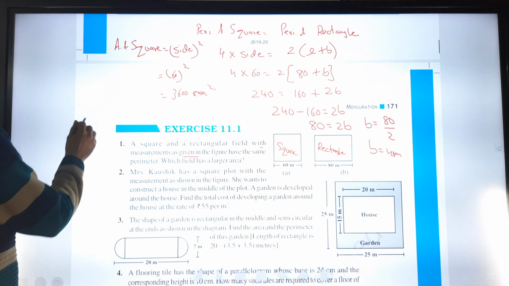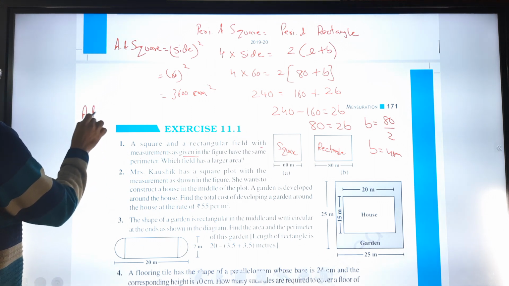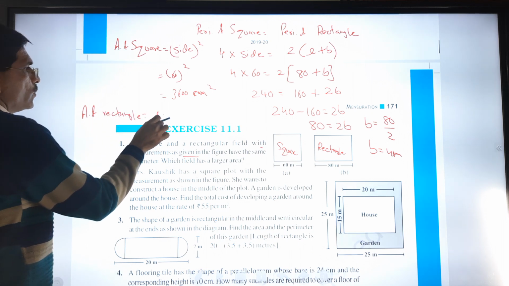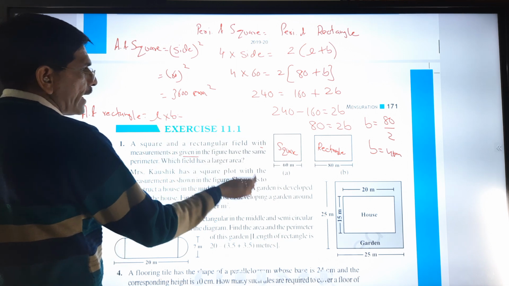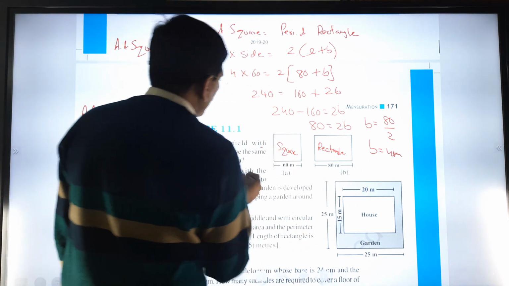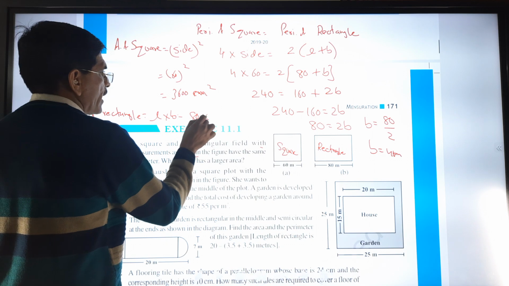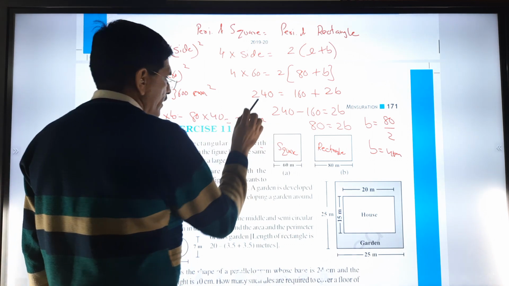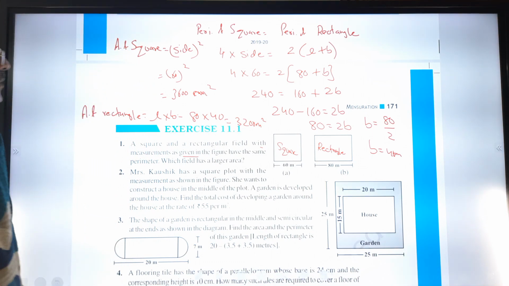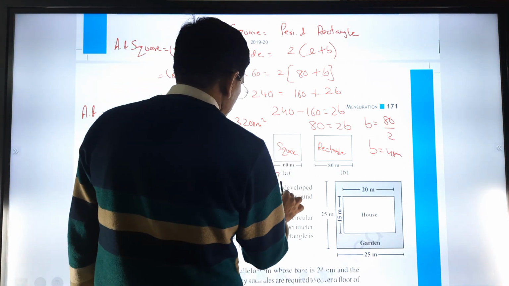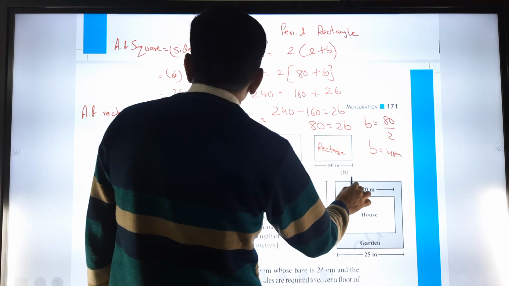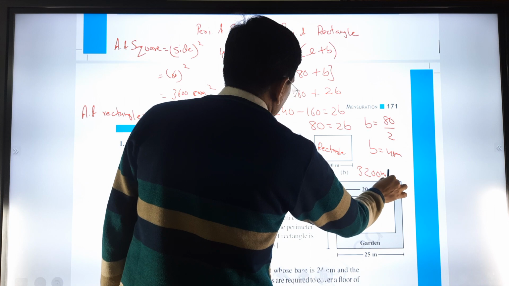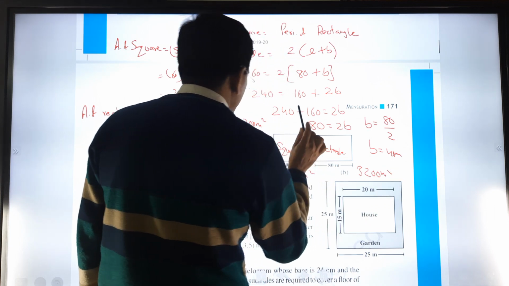Now to find the area of rectangle, that is L into B. We already know L is 80 and B is 40. So 80 multiplied by 40, 8 times 4 is 32, so 3200 meter square. So the area here is 3600 and here it is 3200 meter square.